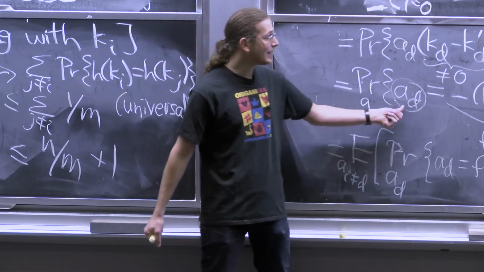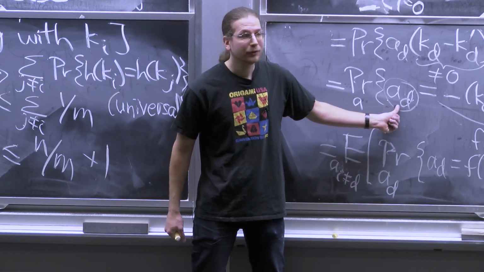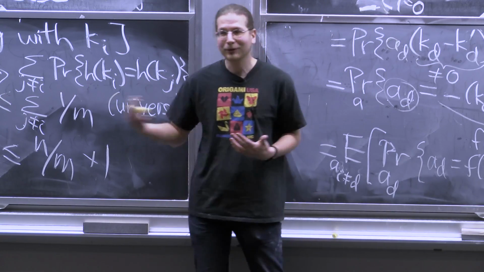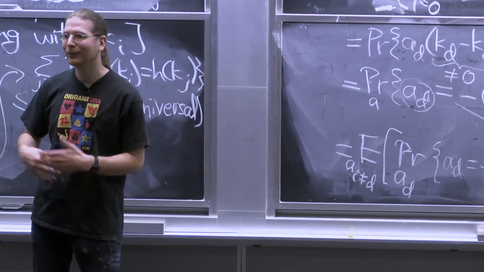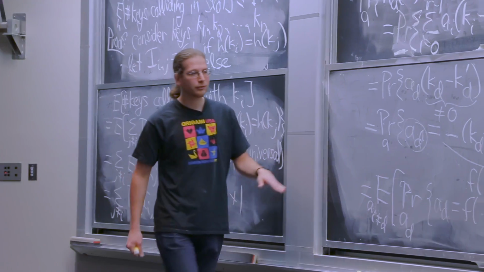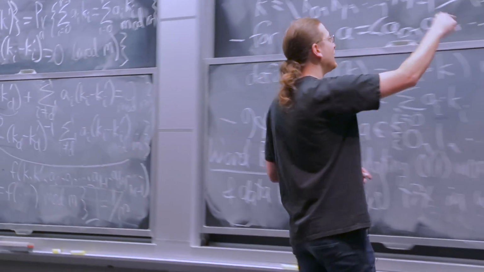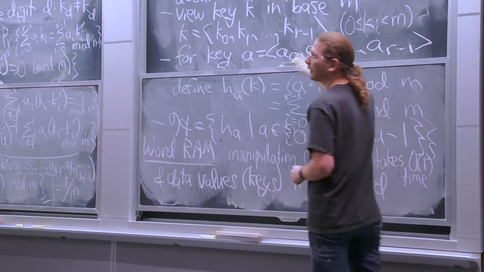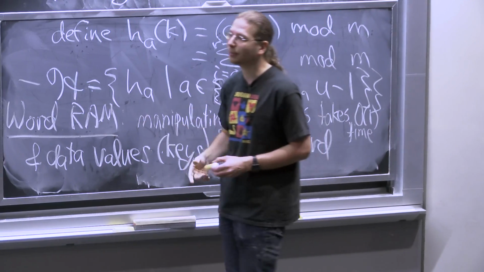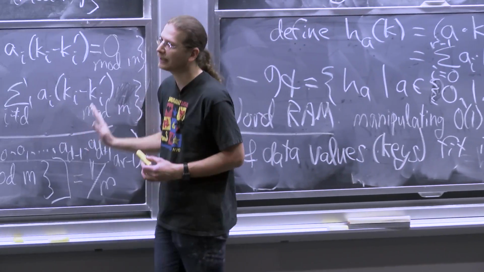But then you choose AD uniformly at random. So the chance of AD equaling 5 is the same as the chance of AD equaling 3. So in all cases, you get the probability as 1 over m. What we need is independence. We need that the AD is chosen independently from the other AIs. But we don't need to know anything about f, other than it doesn't depend on AD.